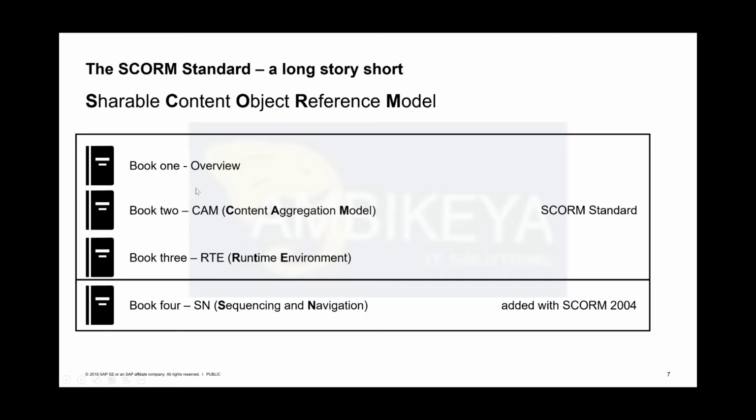Book 2 is the CAM, the content aggregation model. This is the standard part that defines how a content provider has to model the content and how to create descriptive files that give the taking-over system, the learning management system that takes ownership of the content as soon as you import, an idea about the intention of the authors, the structure of the course, and how things play together.